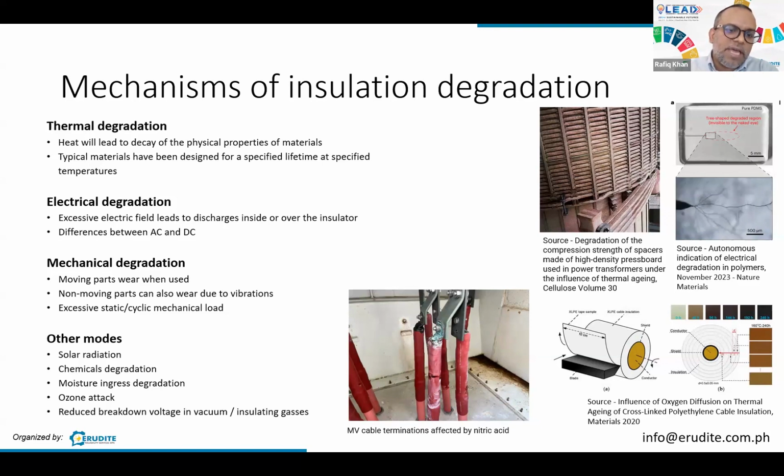Reduced breakdown voltage in vacuum or insulating gases. Sometimes we have leakages, which results in release of gas or vacuum pressure. Then you also have contamination and reduced breakdown voltage. So these are all things that affect aging. It can become faster because of different mechanisms.